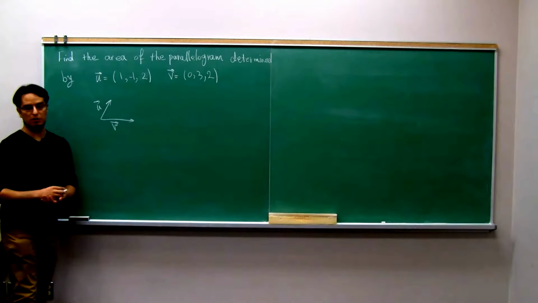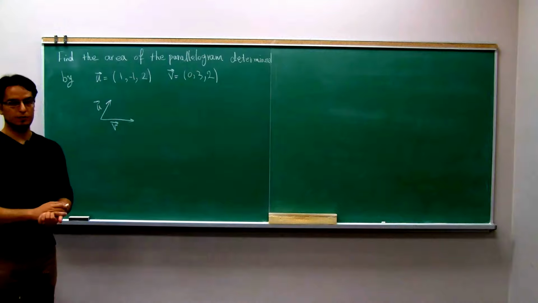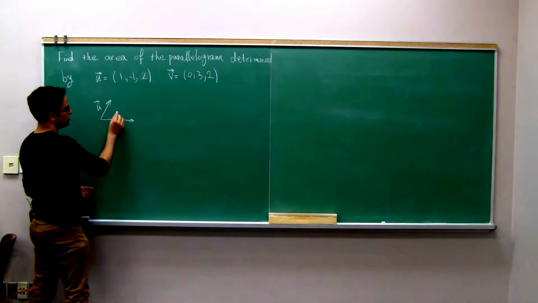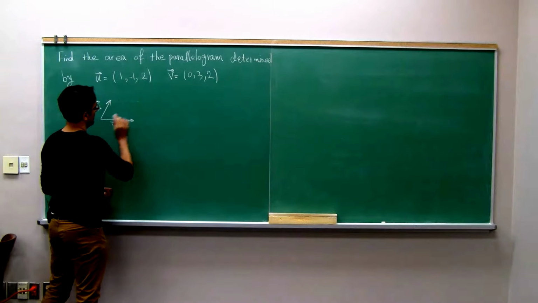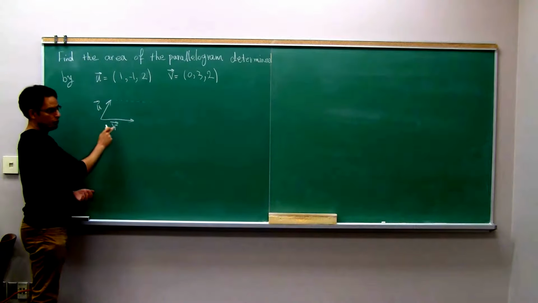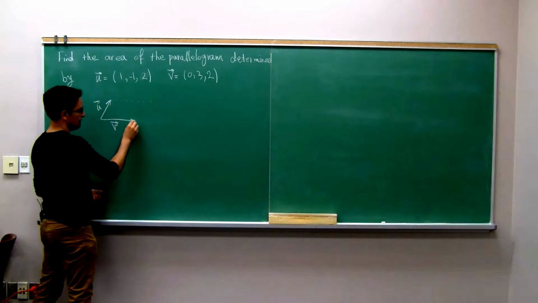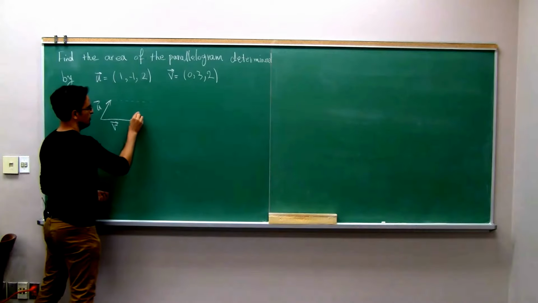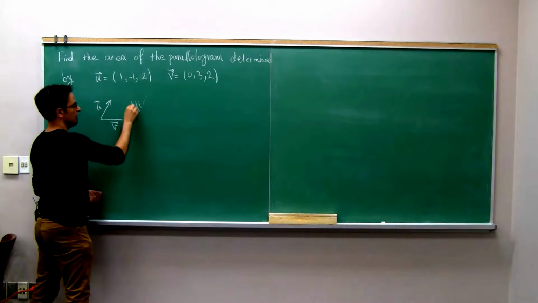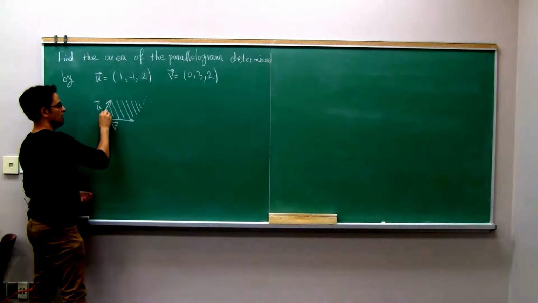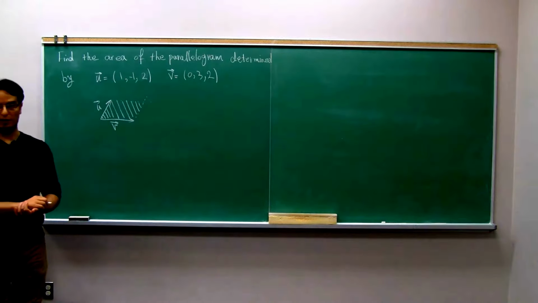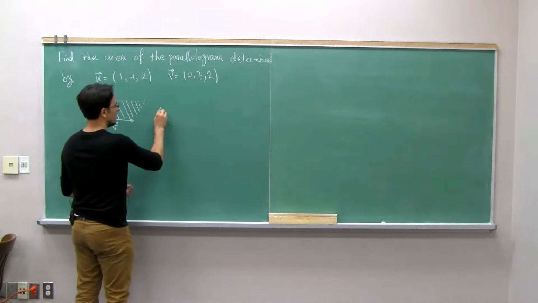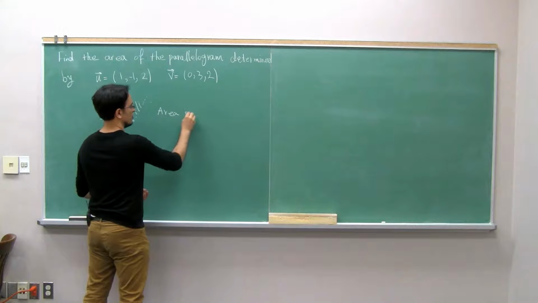Any two vectors, if they're not collinear, form a parallelogram. What you do is draw a parallel line from the end of u to v, and another one from the end of v parallel to u. So this is the parallelogram determined by these two vectors. Then to find the area, we have to know this formula.